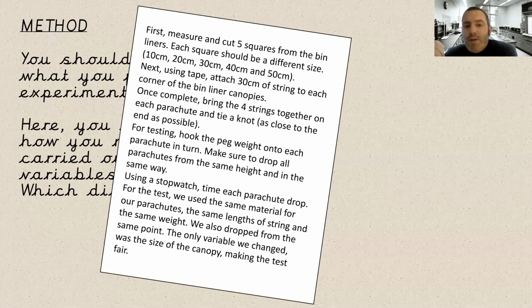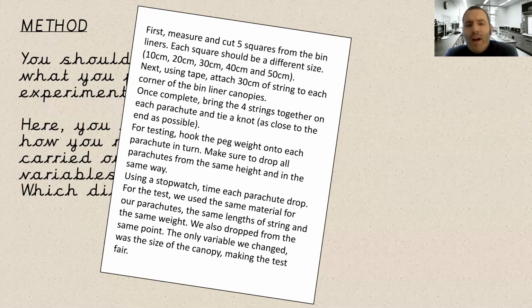For the test, we used the same material for our parachutes, the same lengths of string and the same weight. We also dropped from the same point. The only variable we changed was the size of the canopy, making the test fair. So we've addressed some of those comments as we've written our method. It's nice to have an extra paragraph just to say, this is what we did, this is how we did it, and this is what we found.